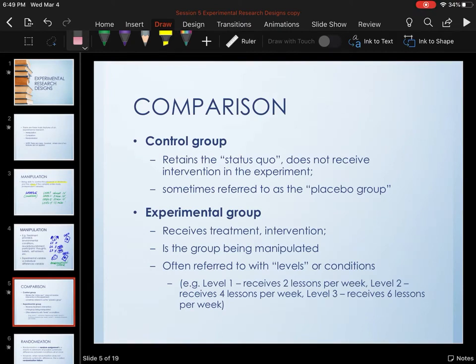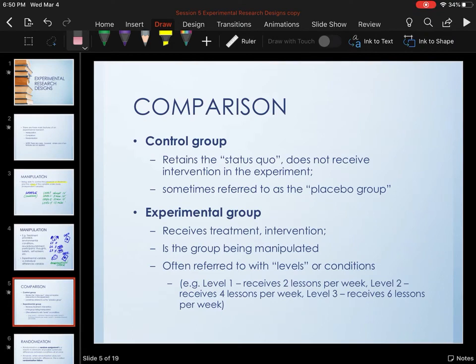So when we say comparison in experimental research, when we manipulate our IV in a particular group of people, we want to be able to compare that with another group to see whether there will be a difference in terms of their DV later on. And that group is your control group. It's also known as the status quo. It does not receive the intervention in the experiment, and sometimes it's referred to as the placebo group.